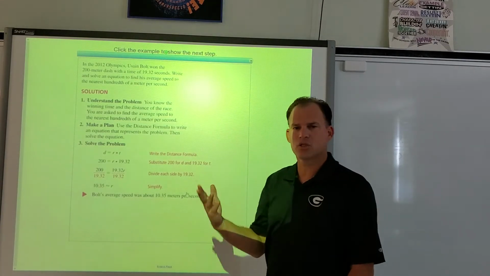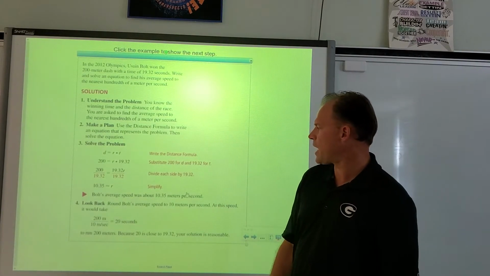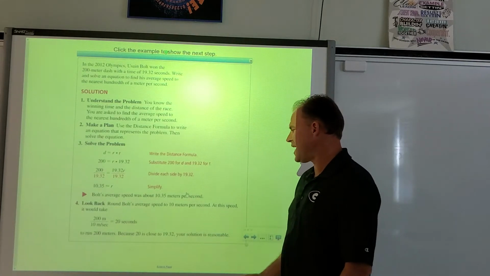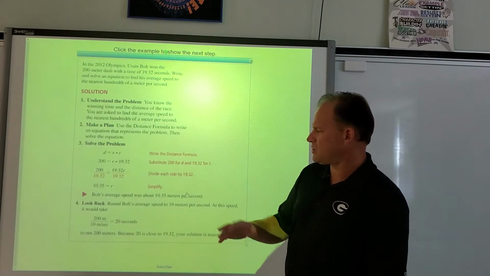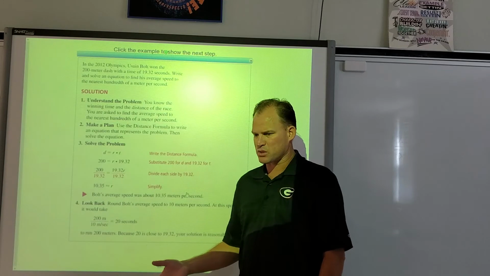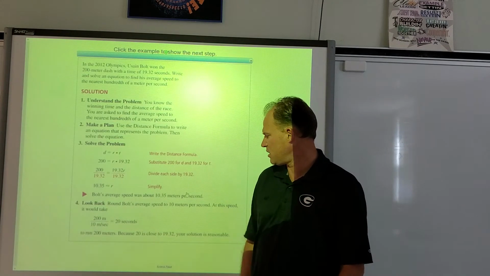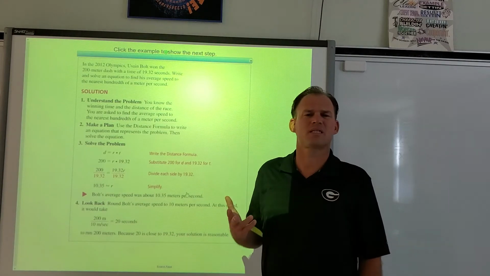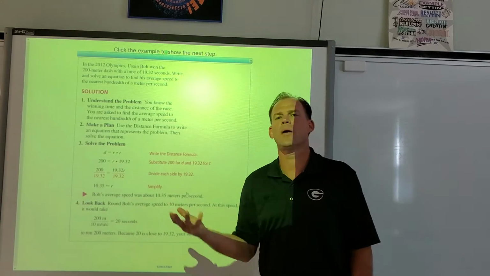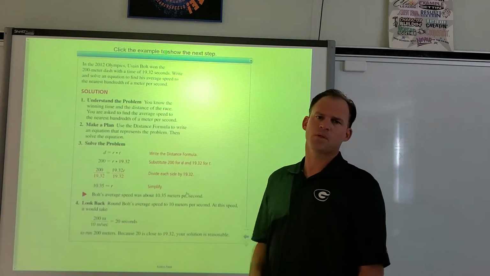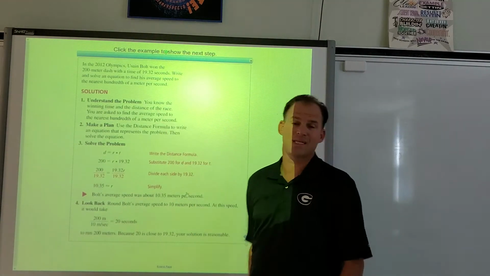Okay? Does that answer make sense? So if we look back, round Bolt's average speed to 10. At this speed, 10 meters per second would take about 20 seconds to run 200 meters. He did 19.32. The answer makes sense. You don't have to check exact numbers, just rough estimates when you're checking your answer. Like I said, we did that last week.